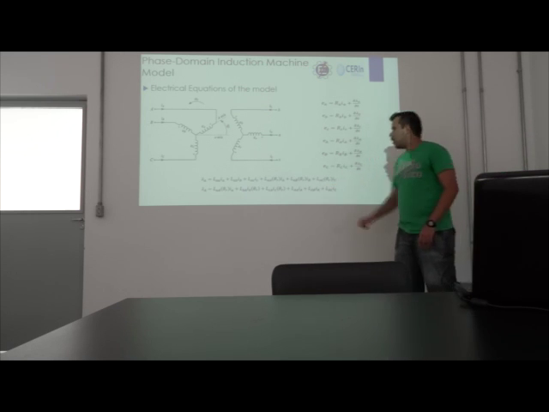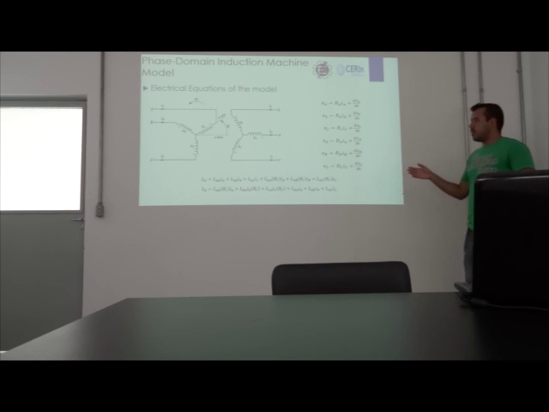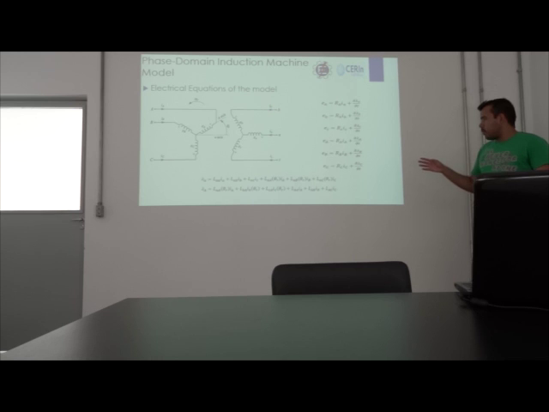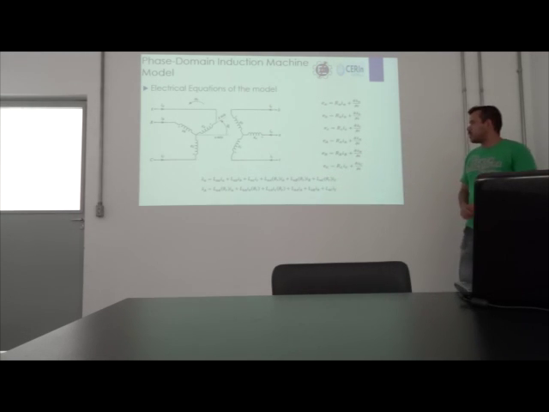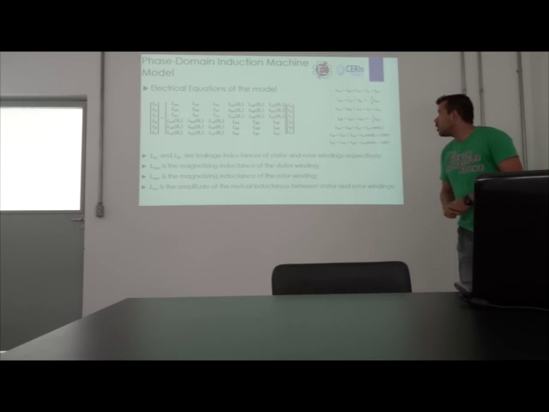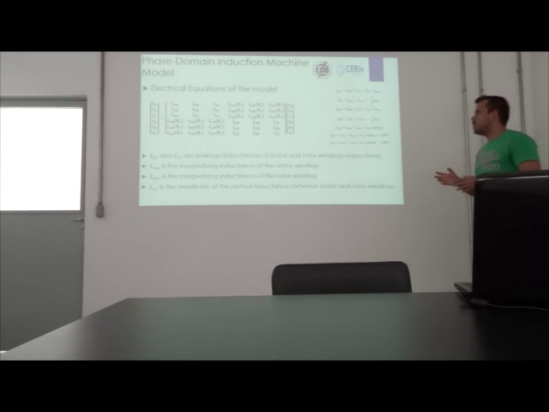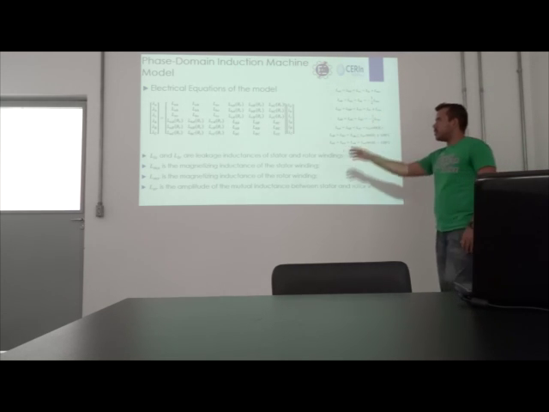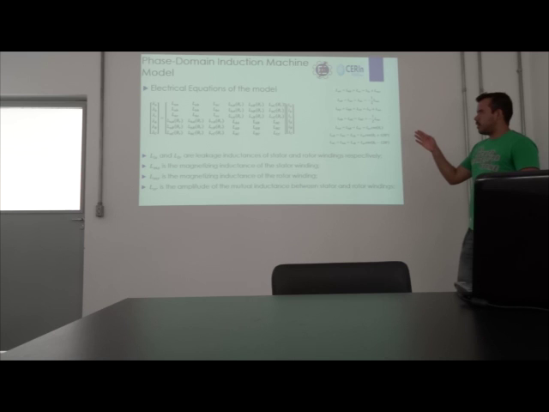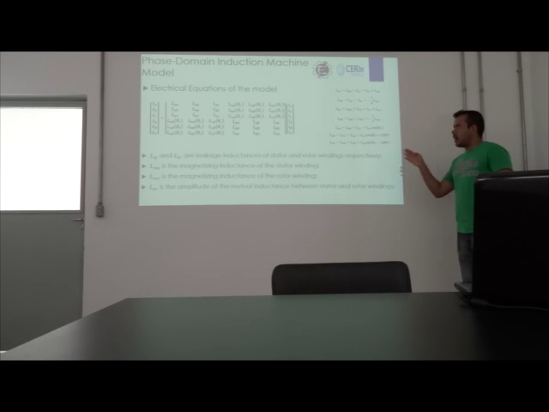And right here we have some examples of flux linkage in the stator phase A and in the rotor phase A. Note that in all the expressions we have time-varying mutual inductance between stator and rotor. Continuing the explanation, if we represent all the flux linkages in a matrix representation, we get this representation. We have a vector of flux linkages that is equal to an inductance matrix times a current vector.